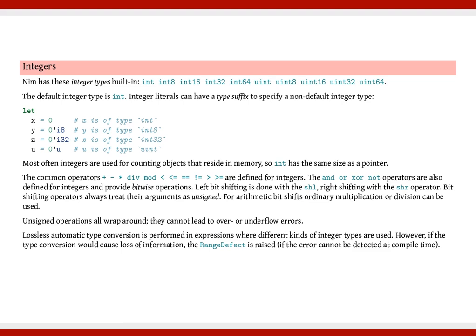Let x = 0 # x is of type int. y = 0'i8 # y is of type int8. z = 0'i32 # z is of type int32. u = 0'u # u is of type uint.